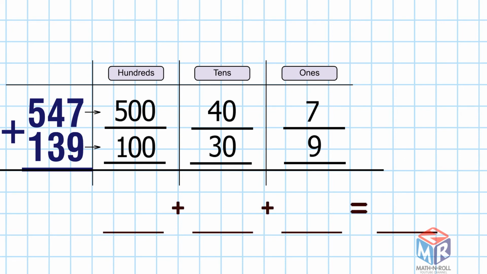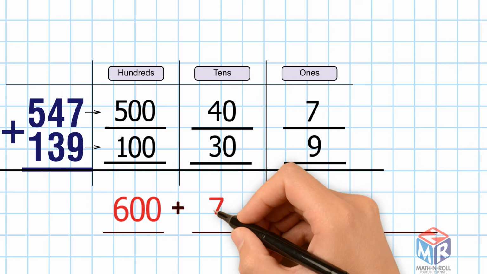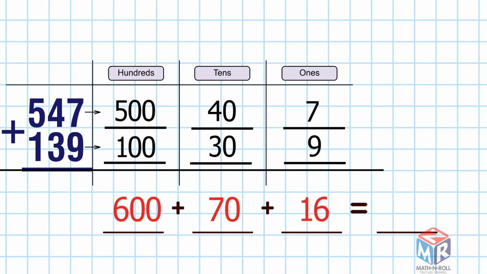Now let's add it all together. 500 plus 100 is 600, 40 plus 30 is 70, and 7 plus 9 is 16. So 547 plus 139 is equal to 686.